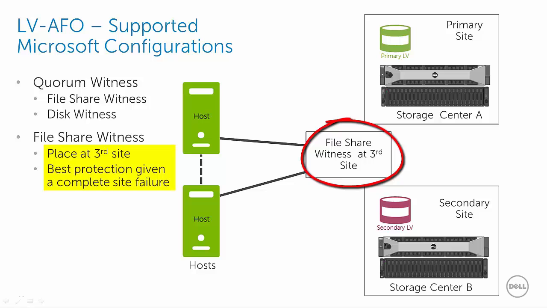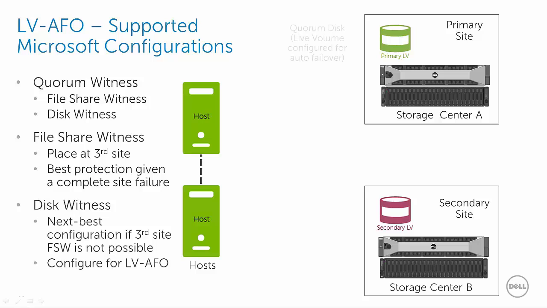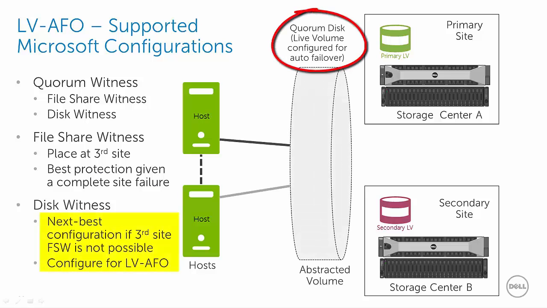If providing a file share witness at a third site is not possible, then a disk witness can also be configured, but this design is less fault-tolerant and may require a manual recovery of the quorum witness at the surviving site given a complete site failure that affects the current owner of the quorum disk. For more information on best practices for configuring a Microsoft Quorum Witness for your Live Volume Auto Failover environment, please consult the Synchronous Replication and Live Volume Solution Guide mentioned previously.